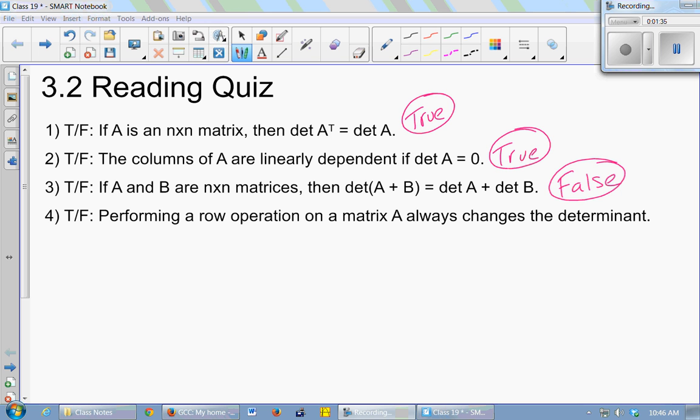Performing a row operation on a matrix A always changes the determinant. False, because one of the row operations of the 3 produces no change to the determinant, right? The one where you multiply a row and add to another row.